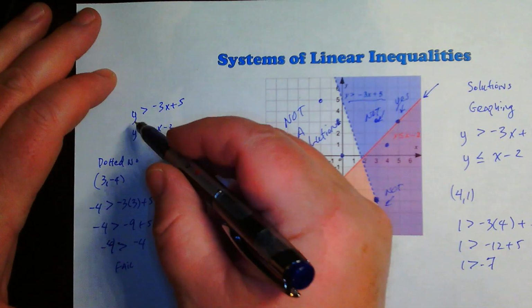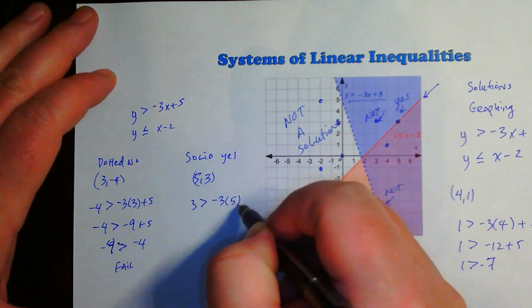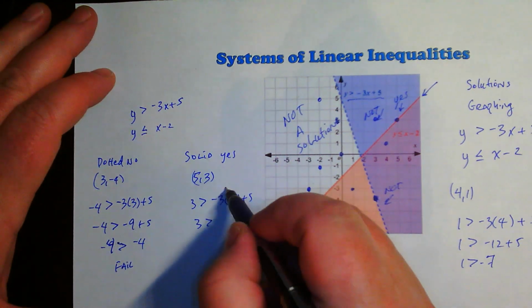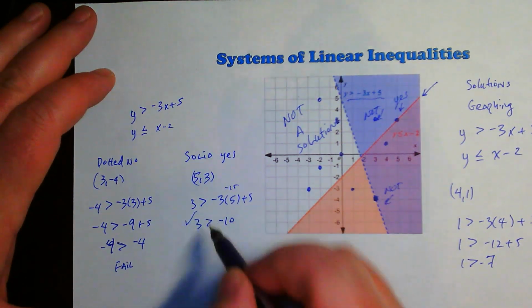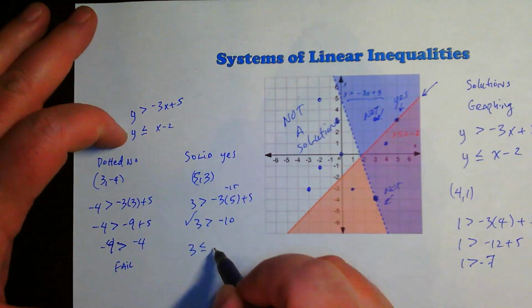Now let's try this one. I'm going to plug that in. 3 is greater than -3 times 5 plus 5. So that's -15, right? Plus 5 is -10. 3 is greater than -10. That one works.